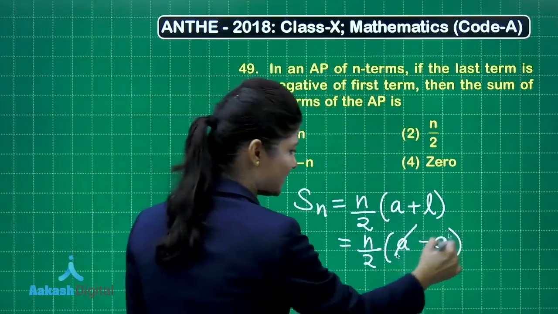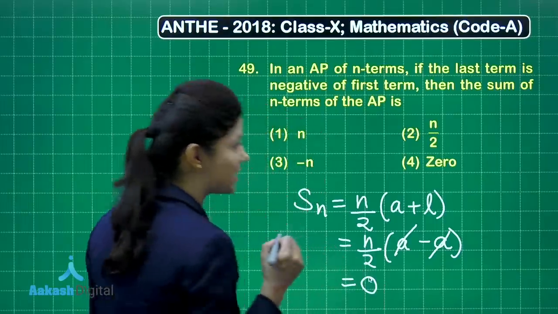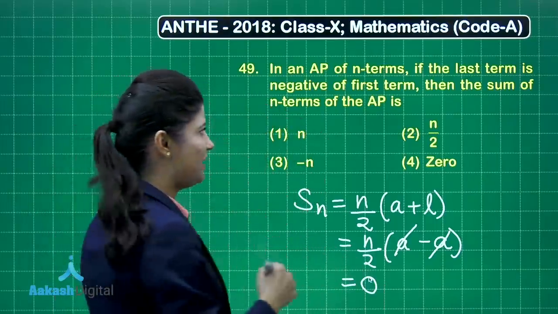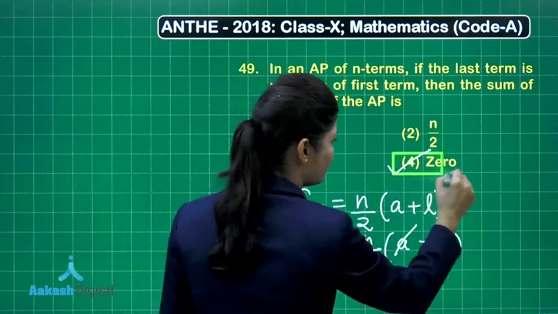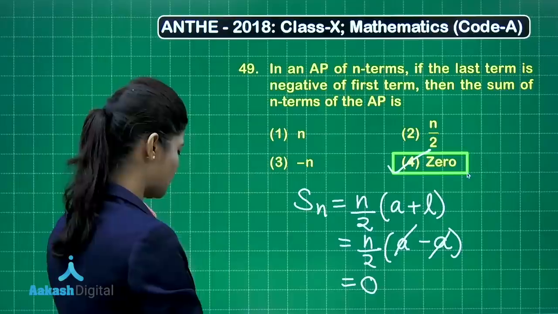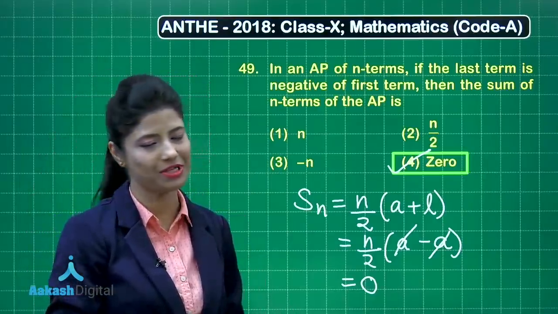You can observe this gets cancelled. And I have here 0 into n by 2, the sum of n terms as 0. That means the sum of n terms of the AP is 0. That is clearly option number 4. The correct answer for this question is option 4. I hope it is clear to you. Let's proceed to our next question.